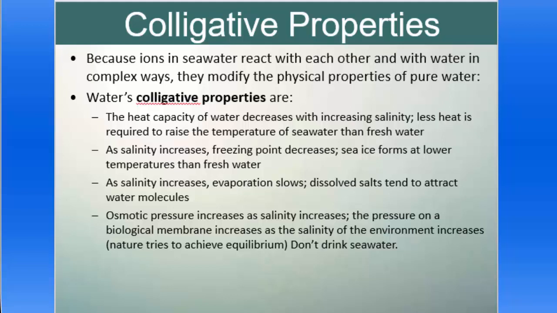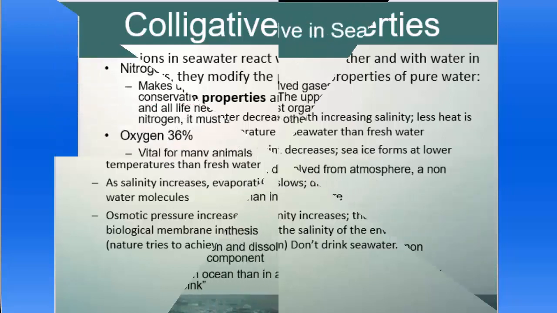And the osmotic pressure increases as salinity increases. This is the reference to osmosis. The pressure on a biological membrane increases as the salinity of the environment increases. Nature tries to achieve equilibrium. So if you've got some biological membrane separating two reservoirs of, let's just say, water, one more saline than the other, the pressure pushes that salinity across that membrane and tries to get equilibrium between the two salinities.